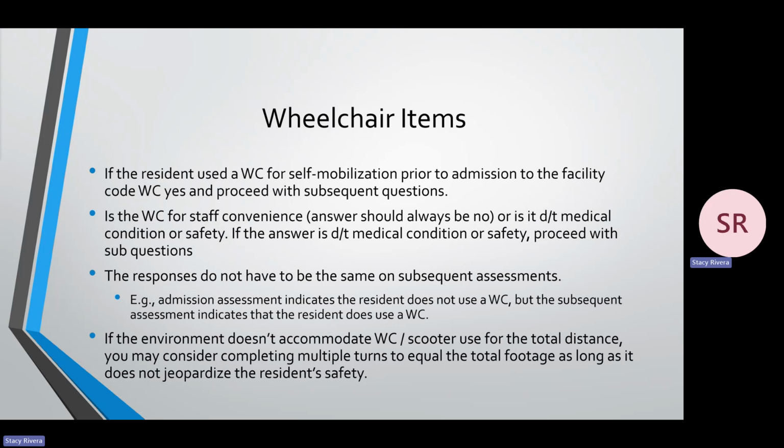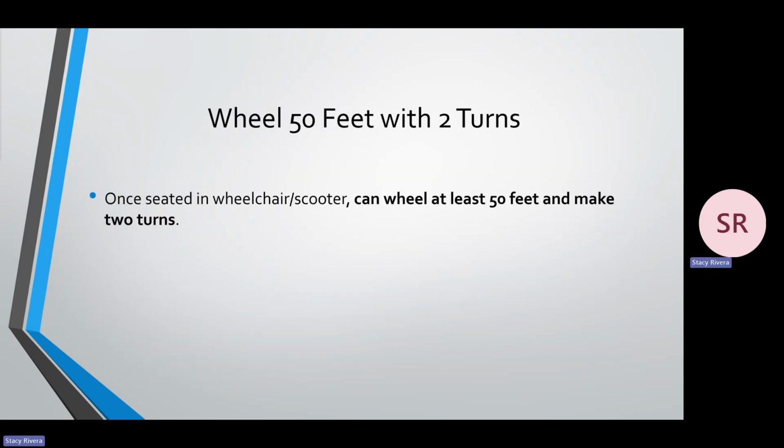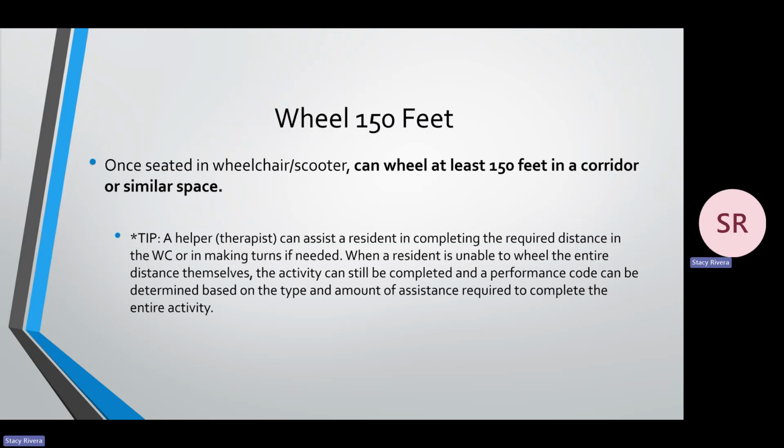If the environment doesn't accommodate wheelchair or scooter use for the total distance, you may consider completing multiple turns, just like with the walking items, to equal the total footage as long as it does not jeopardize the resident's safety. Wheeling 50 feet with 2 turns: once seated in a wheelchair or scooter, can wheel at least 50 feet and make 2 turns. Wheeling 150 feet: can wheel at least 150 feet in a corridor or similar space.